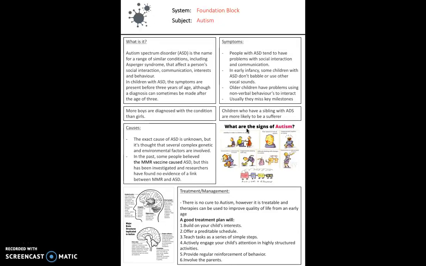So people with autism tend to have problems with communication with others. And this sometimes can be told from an early age when children with autism don't babble or use other vocal sounds that you'd normally expect. So missing key milestones here is a significant indicator of autism. Statistically, more boys are diagnosed with the condition than girls, and children who have a sibling with autism are more likely to also be a sufferer.